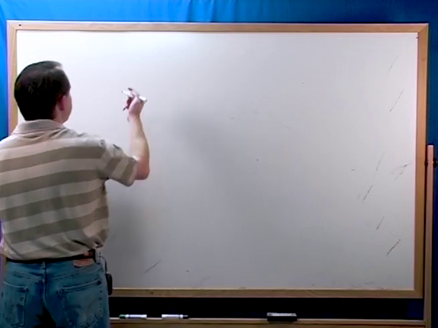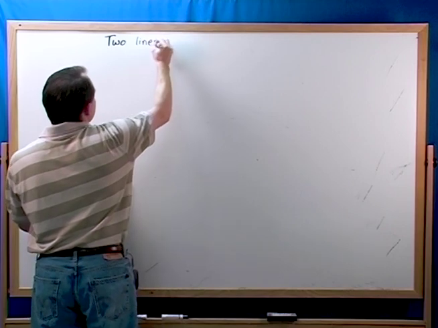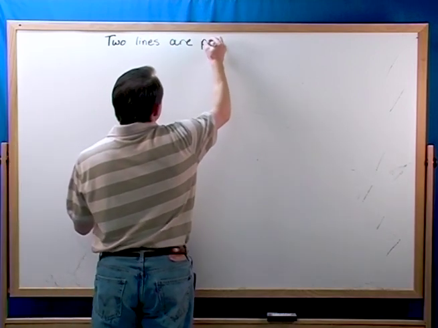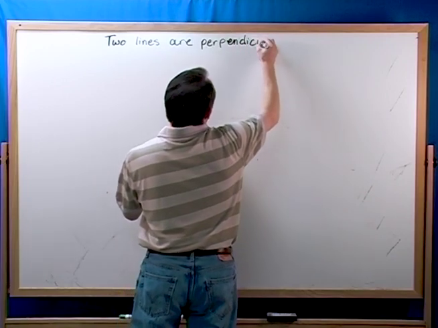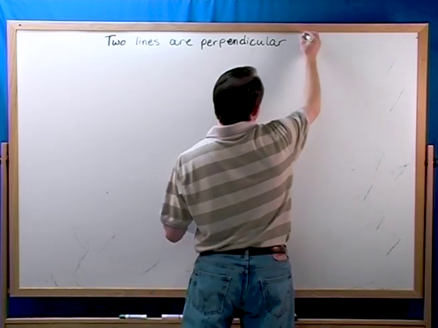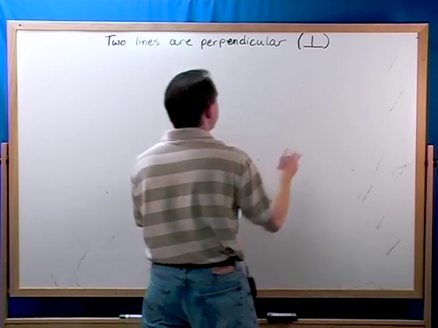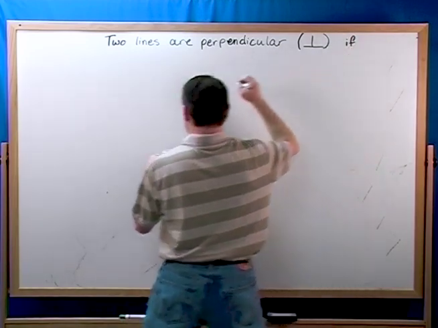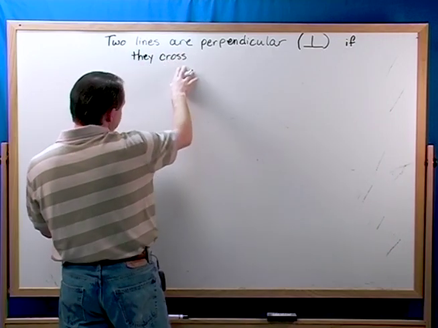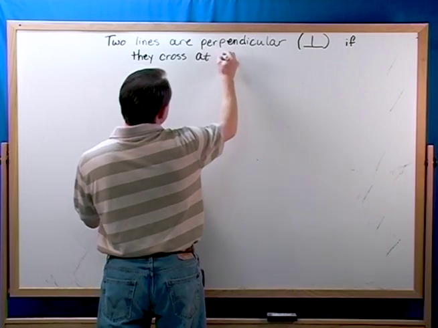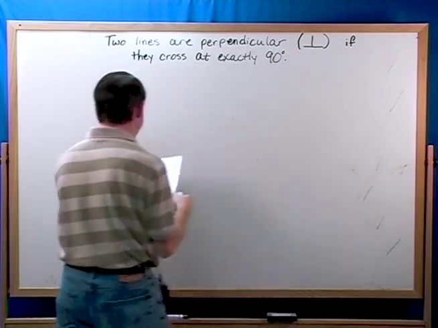So to write this down in terms so that you can study, two lines are perpendicular, and by the way, you're going to see this time and time again. That is the symbol for being perpendicular, and we'll talk about why in a second. If they cross or intersect, which is the same thing, at exactly 90 degrees. That's exactly what the definition means, okay?